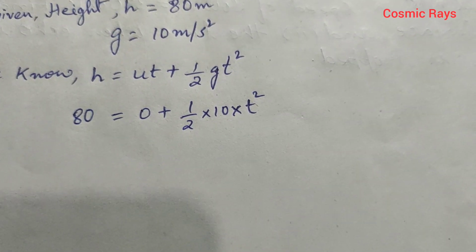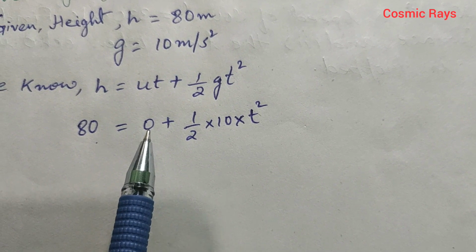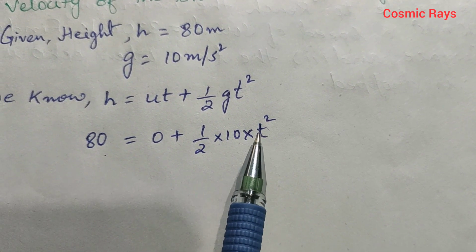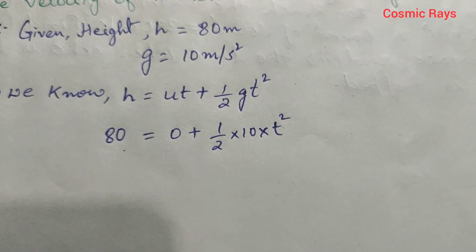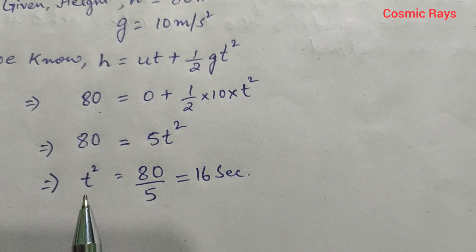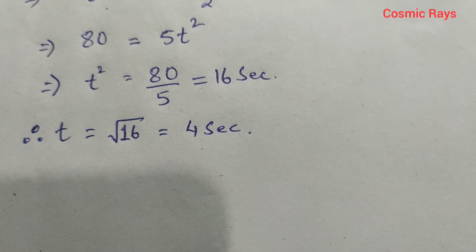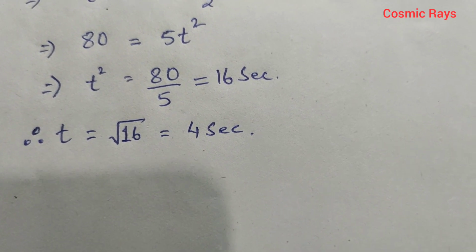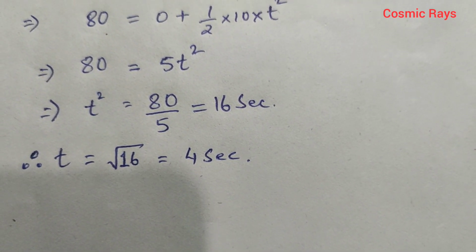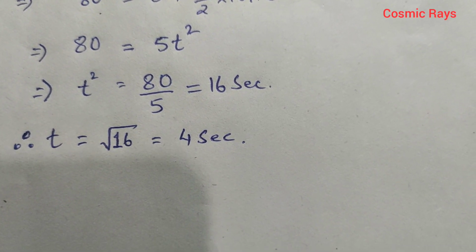So putting the values, we have height of the building is 80 meters, the ut term becomes 0, half, acceleration due to gravity is 10 multiplied by t square. Now solving this equation, we can find out the time. We have calculated t square is 16 seconds square, so t will be 4 seconds. So the time that it takes to fall from the maximum height to the ground is 4 seconds. So first part of the question is solved. Now the second part of the question is to find the final velocity. For that we will be using the equation v equal to u plus gt.